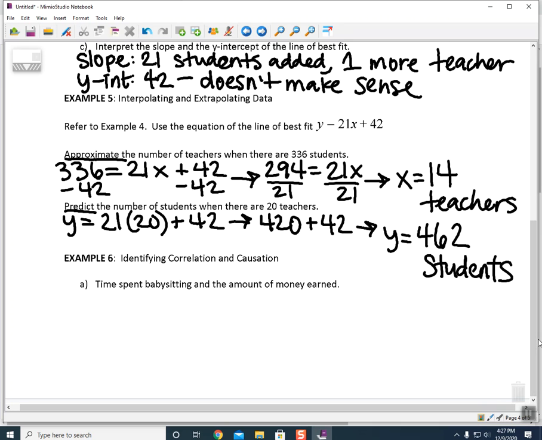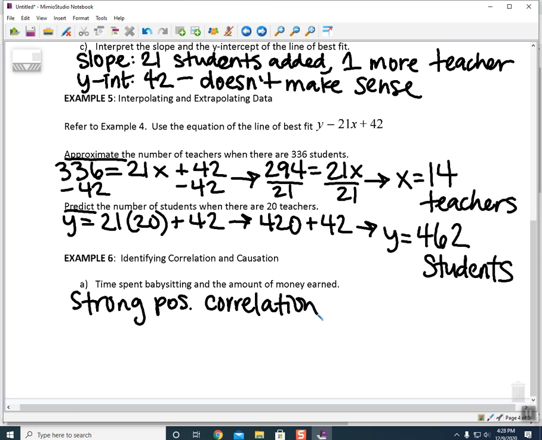Okay, almost done. Now we're going to talk about correlation and causation. So here's an example. Time spent babysitting and the amount of money earned. First of all, are these two things correlated? Second of all, do they have causation? Does one cause the other one to happen? Well, time spent babysitting and the amount of money earned would have a strong positive correlation, wouldn't it? It's my example of the more hours you work, the more money you have, right? It's going to have a strong positive correlation.